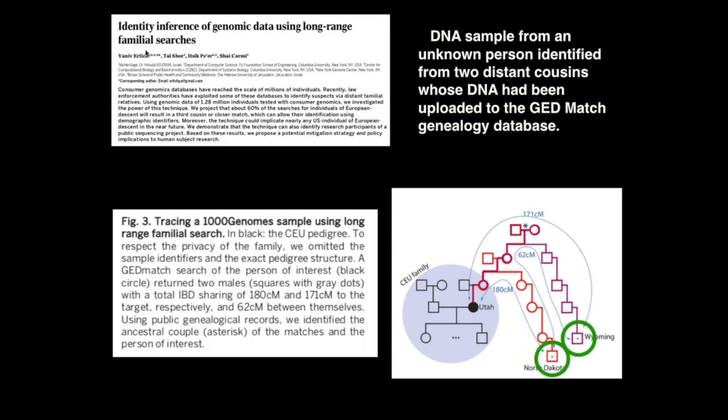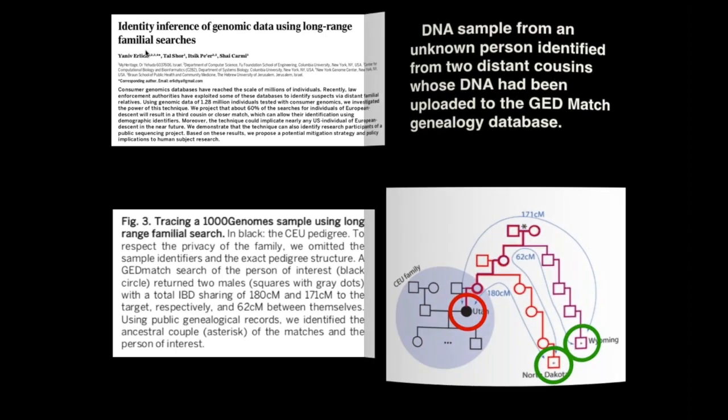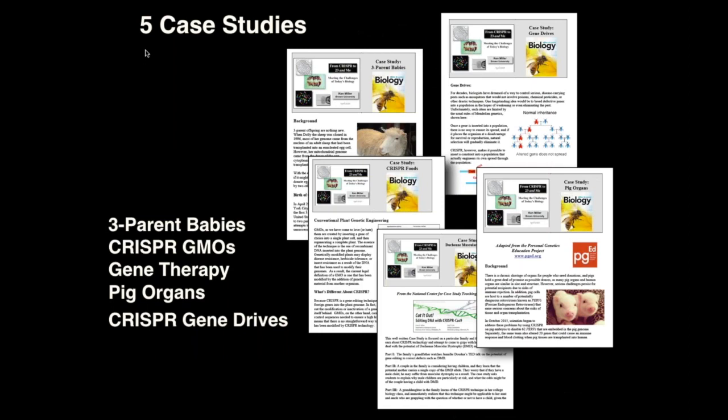And there was a very famous case in California in which an individual called the Golden State Killer was identified from the 23andMe samples, or the genetic samples of distant relatives. So something interesting is going on.